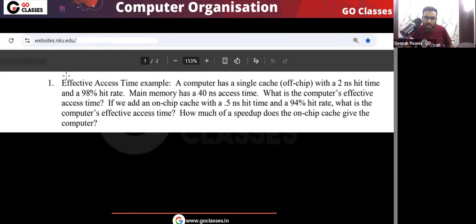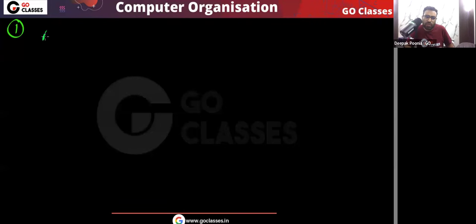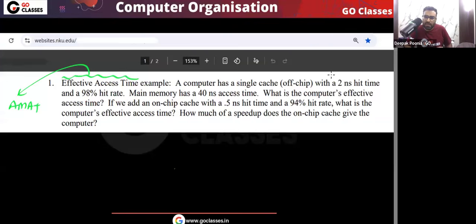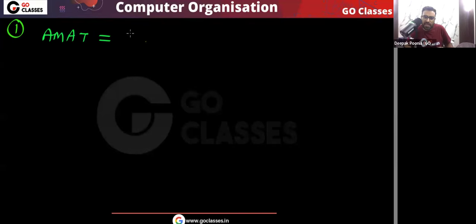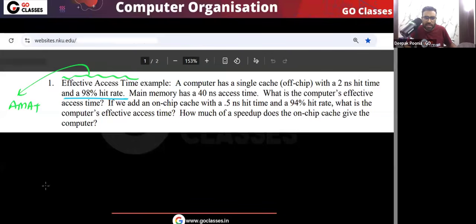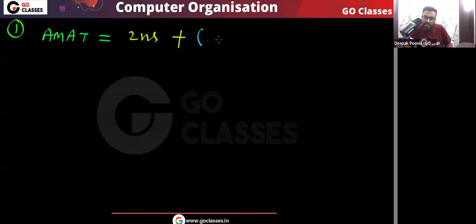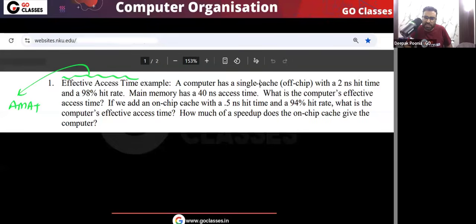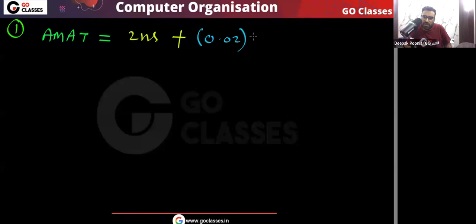The computer's effective access time. Remember this effective access time I told you, this is also called average memory access time. So what will be the average memory access time? That will be equal to cache memory access time, that is 2 nanosecond. I can say cache memory access time, or cache memory hit time, plus miss rate. What is the miss rate? The hit rate is 98%, so the miss rate will be 2%, that is 0.02. This is the miss rate into miss penalty. When we have a single level cache memory, the miss penalty is very simple, that is main memory access time. So that is 40 nanosecond.